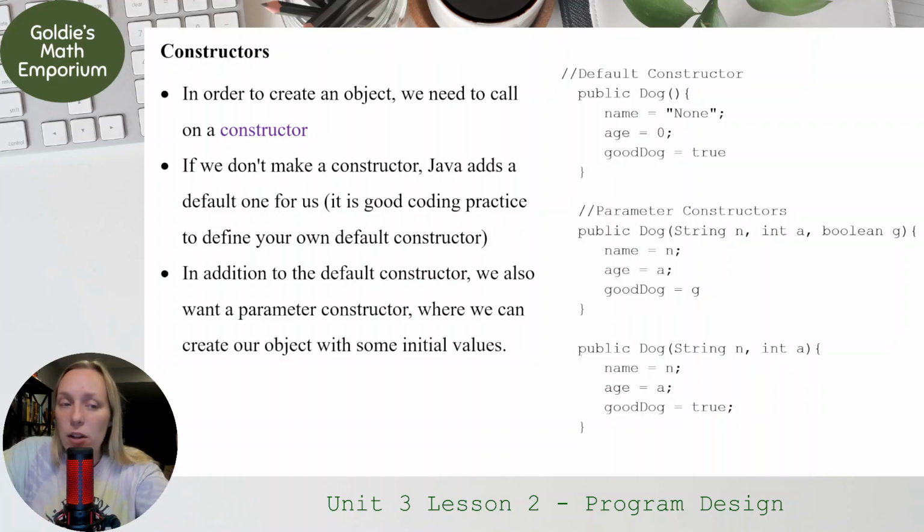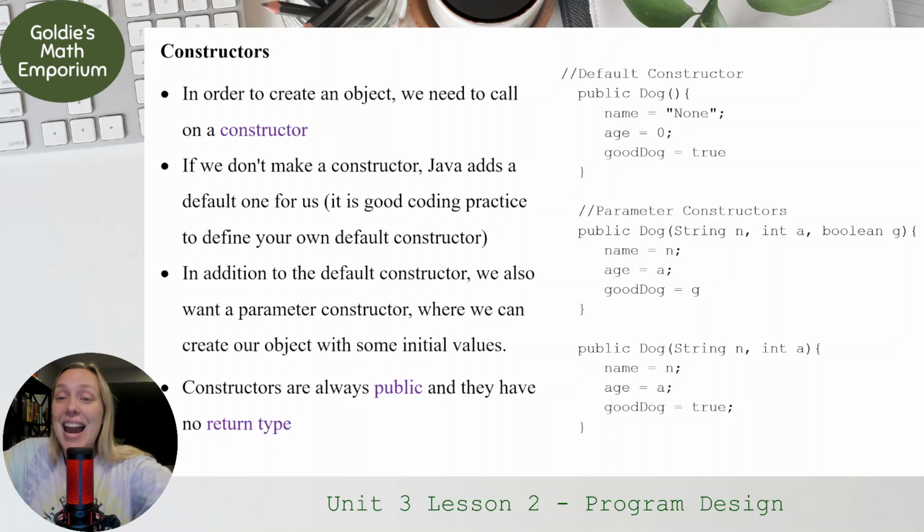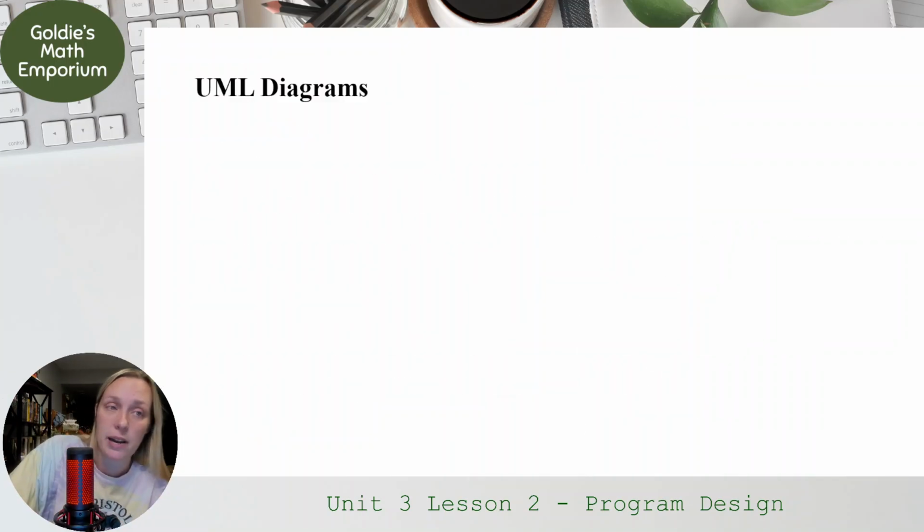In addition to the default constructor, you want the parameter constructors, where you create our object with some initial values. You don't need a parameter constructor, but again, it's good practice to have at least one. You can have as many parameter constructors as you think you want or need in your program. They are always public and they have no return type. They're always public because you do want other classes to call on them to construct a dog object. So they need to be public in that way, okay?